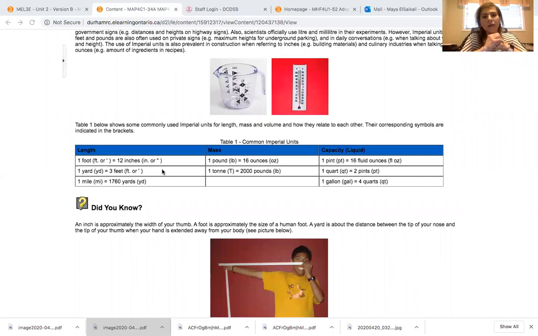Okay. Mostly when we're talking about length, we have the difference between foot and inches, yard and feet, miles and yards, and we're talking about pound and ounces, tons and pound. This is for mass, and then pints and fluid ounces, quarts and pints, and gallons and quarts. So this is the imperial units, and this is the conversion between the imperial units.